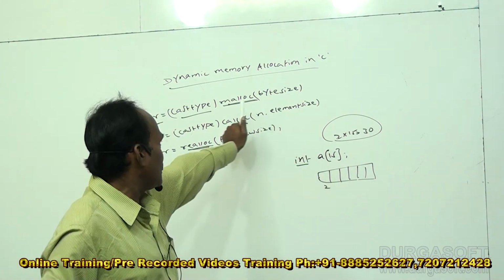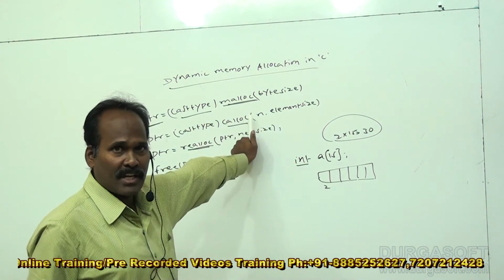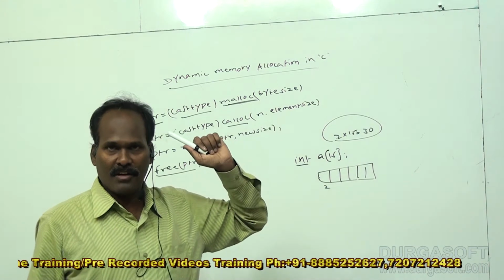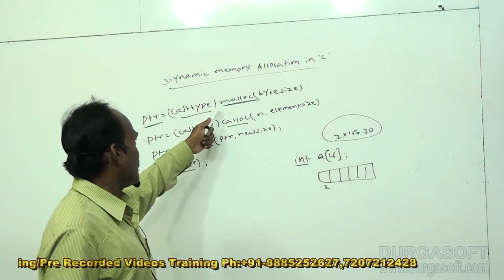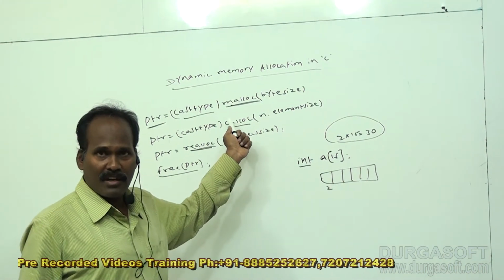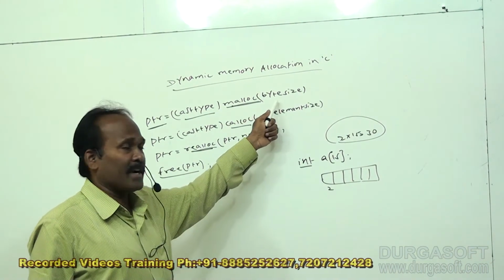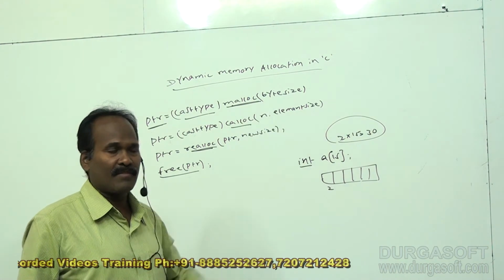So that is called as what? Cast type. Suppose I want to allocate a number of bytes for long variables. In such case the cast type must be long. malloc byte size. How many bytes you wanted to assign?